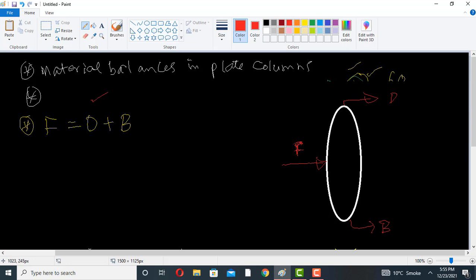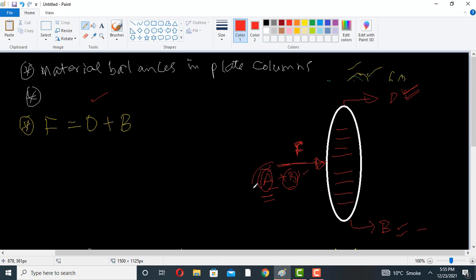So suppose we enter a feed to the distillation column, a mixture consisting of component A and component B. Suppose component A is the more volatile component, component B is the less volatile component. So the more volatile component will be obtained from the distillate, and the less volatile component will be obtained from the bottom product.